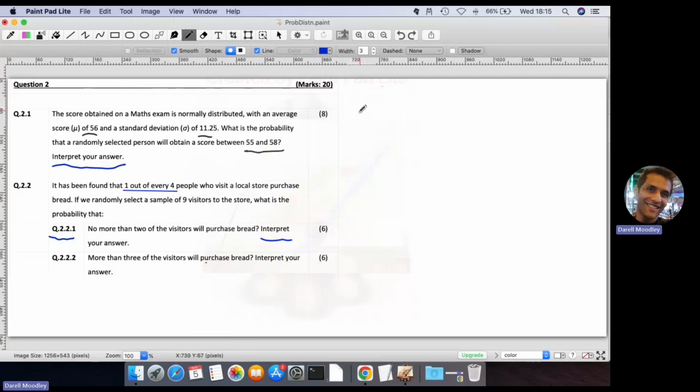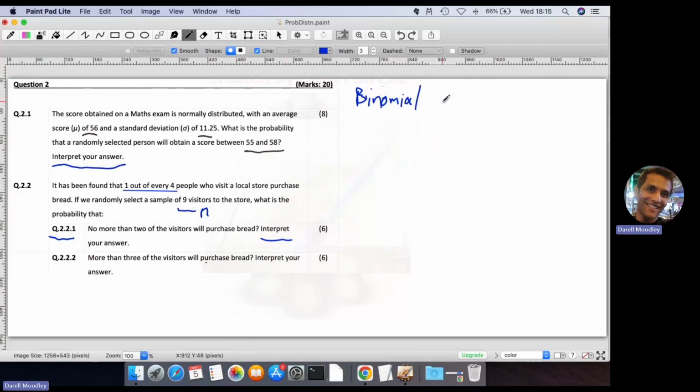Now, if you look at the outcome that they're interested in, it is whether someone buys bread or not. So it's only 2 possible outcomes, and those outcomes are the opposite of each other. You buy bread or you don't. So in other words, binary outcome, 2 possible outcomes, which are the opposite of each other. And there's a total of 9 visitors. So there's a fixed number of trials or experiments, which is 9, which is n. In other words, we are dealing with a binomial distribution. So for question 2.2, we're going to be working with a binomial distribution.